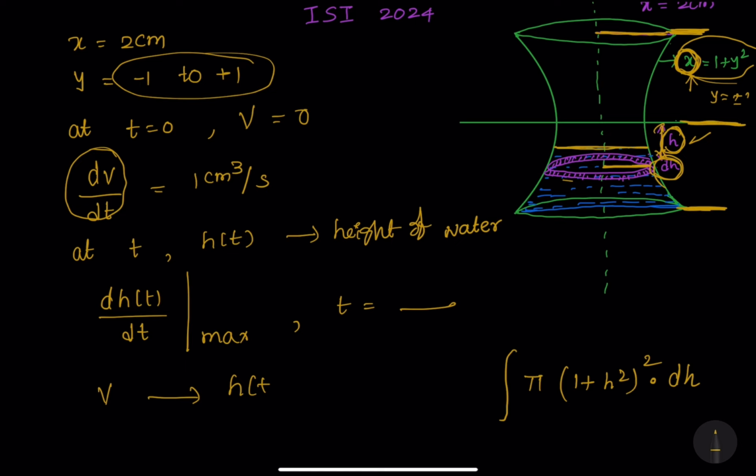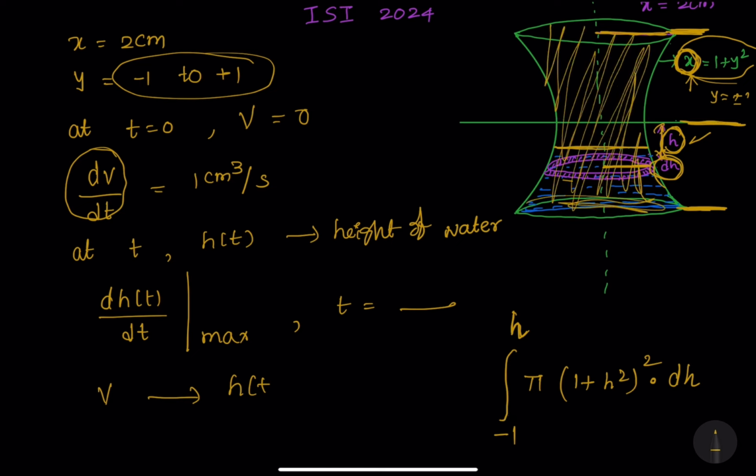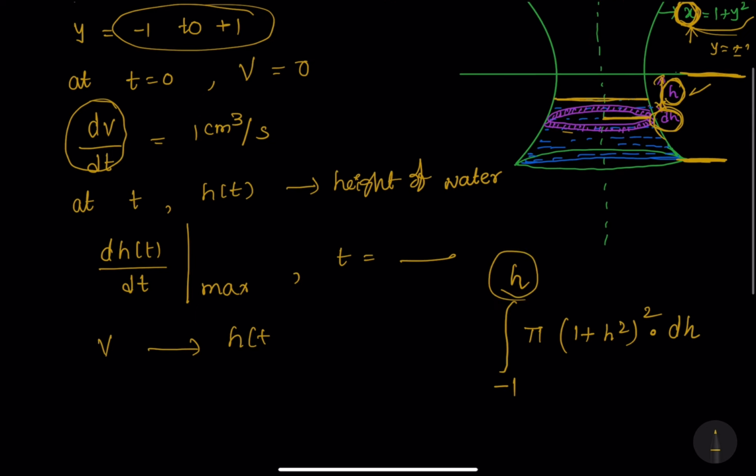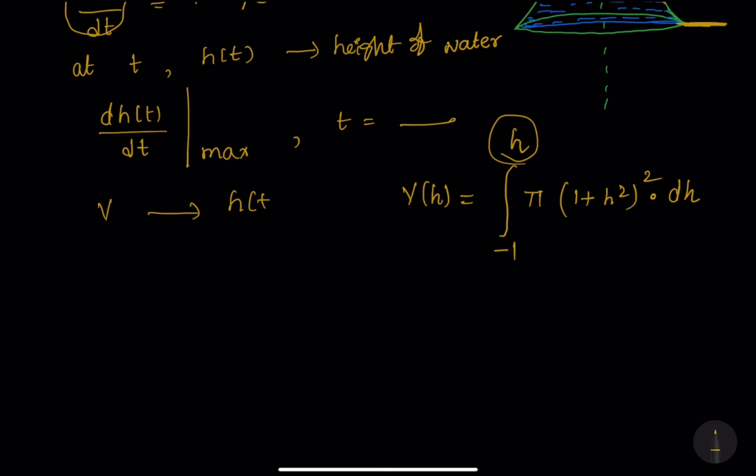So your h varies from -1 to h, any particular height h. When your h is 0, your container will be filled till this portion and you'll get the volume of this particular portion. When your h is 1, your container will be completely filled with water and you will get the total volume of the container. For an arbitrary height h, the expression for volume V(h) is this particular thing. So now let us perform integration and find out what V(h) is.